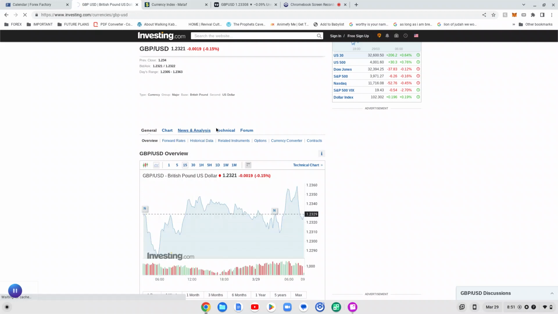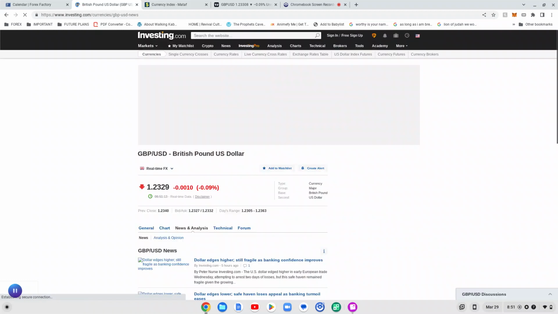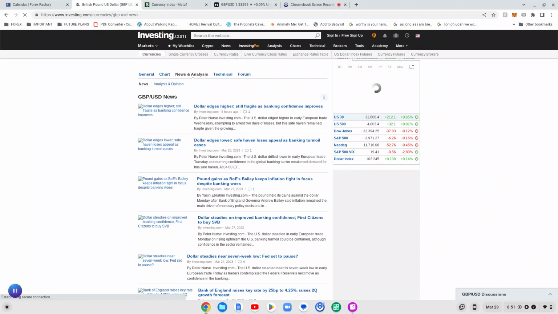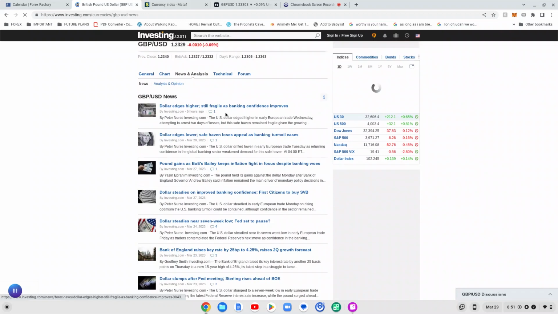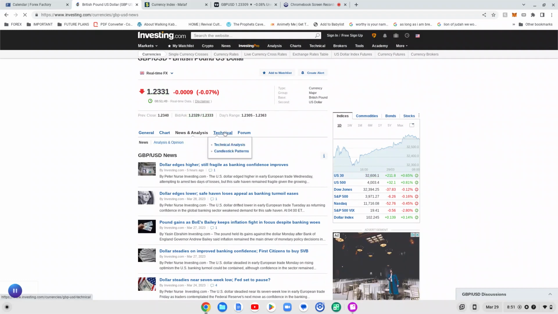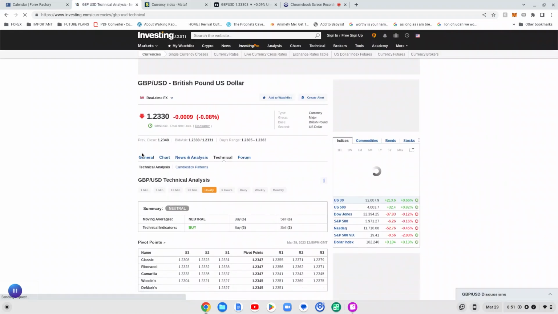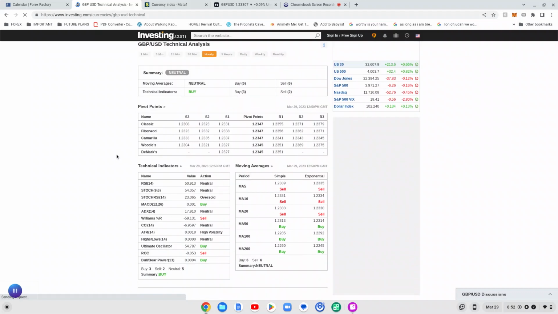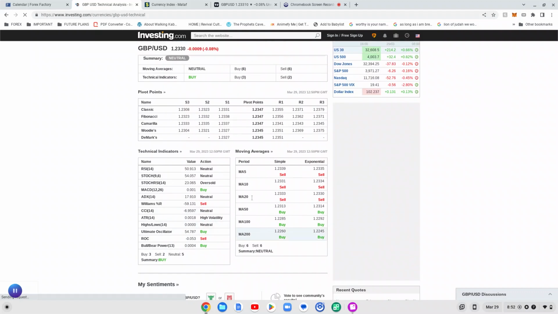and that'll give me different articles on the British economy, the US economy. See here, dollar edges higher, still fragile as banking confidence improves, stuff like that. You got opinion columns, you got the technical analysis. You can even look at candlestick patterns to help you gain more confidence and confluence with entering in a trade.